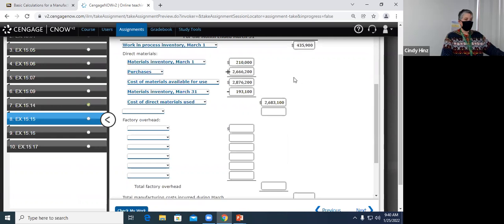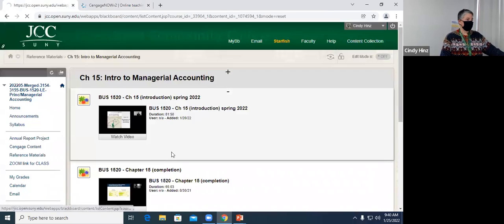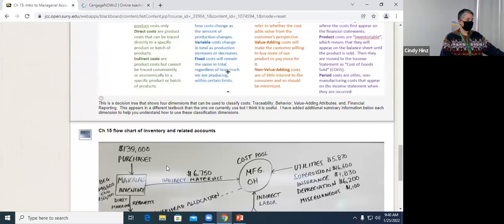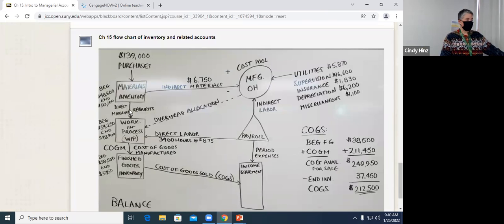So now we're back to the work in process inventory. We know what came out. If I were to go back to that flow chart here, we now know what we started with in work in process. We now know what we added to it here, the direct materials requests. Next, we're going to add this direct labor piece and the overhead allocation.